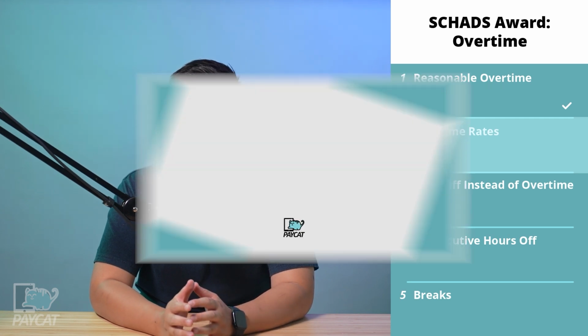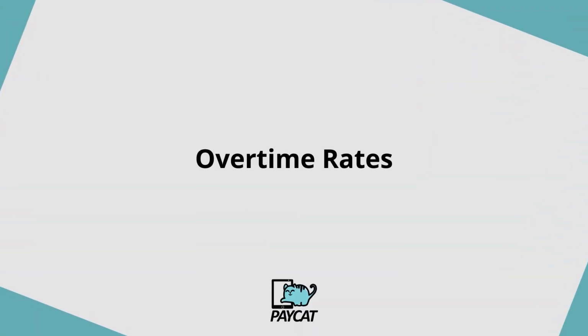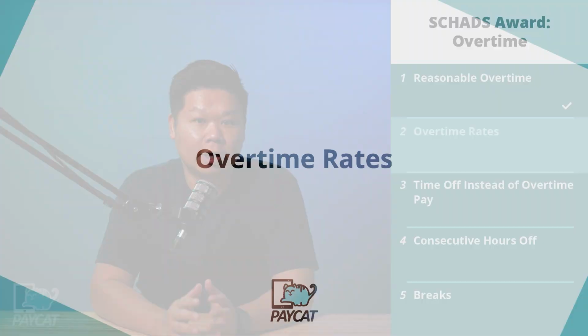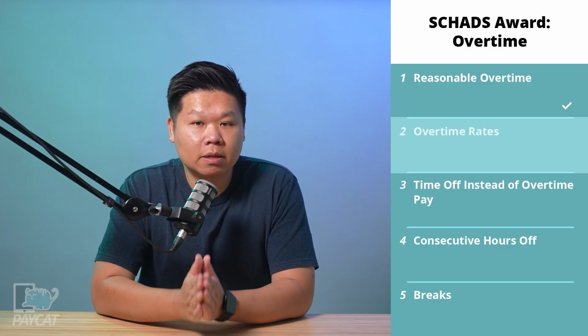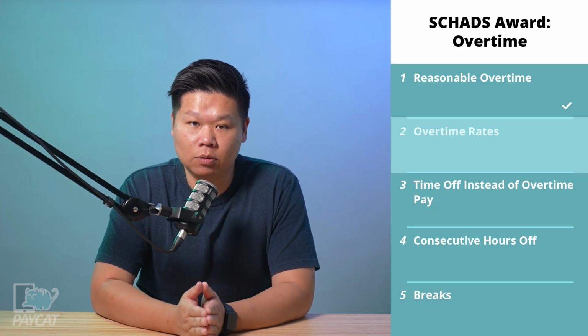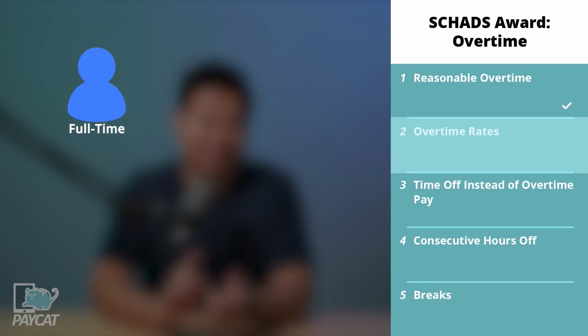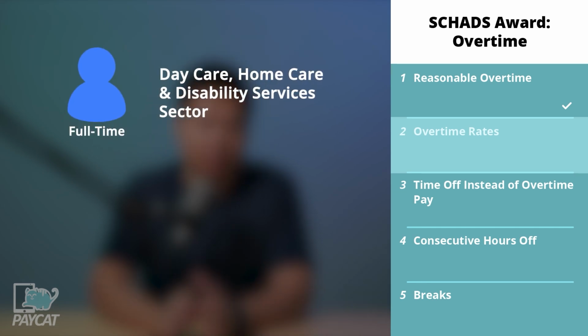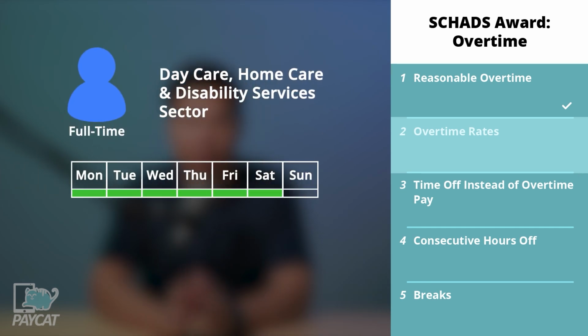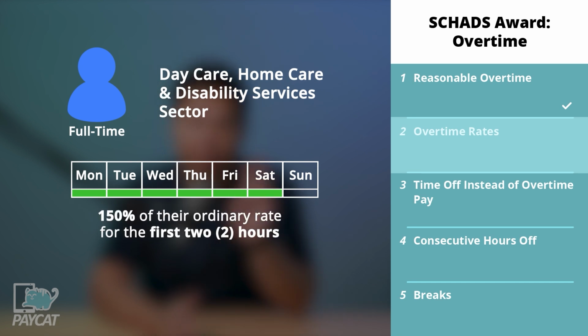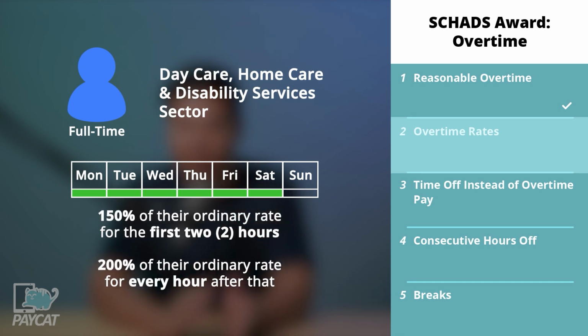Once you've established that the overtime is reasonable, you'll need to pay your staff the proper overtime rates. You can't just pay them a little bit extra and hope for the best. You need to pay them according to the specified rates in the award. Full-time employees working in the daycare, home care, and disability services sector must be paid 150% of their ordinary rate for the first 2 hours and 200% after that if they work overtime between Monday and Saturday.